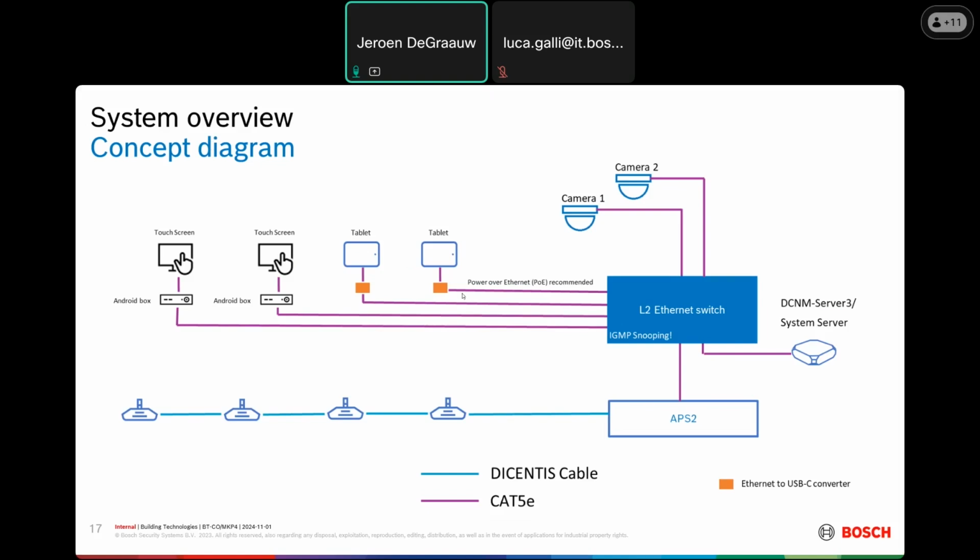In order to achieve that, you need a converter, an Ethernet to USB converter, typically nowadays USB-C, of course, as a format for the connector. That's what you see here in orange. This orange block is nothing more than a converter that converts the USB-C from the tablet into Ethernet and back again. Over that channel, it will communicate.